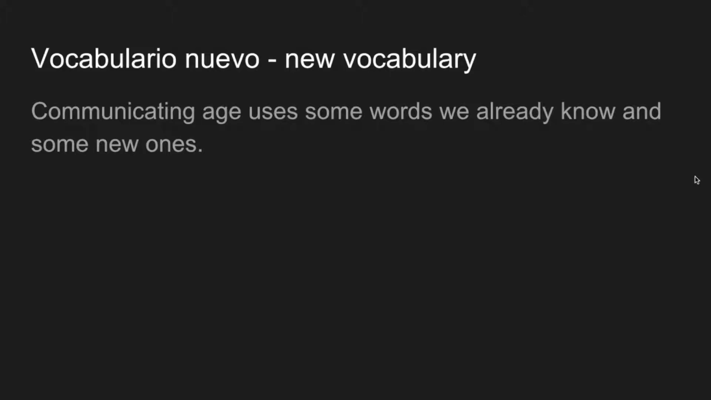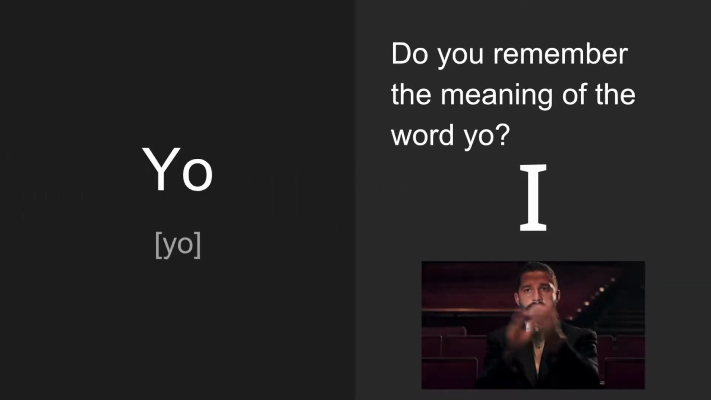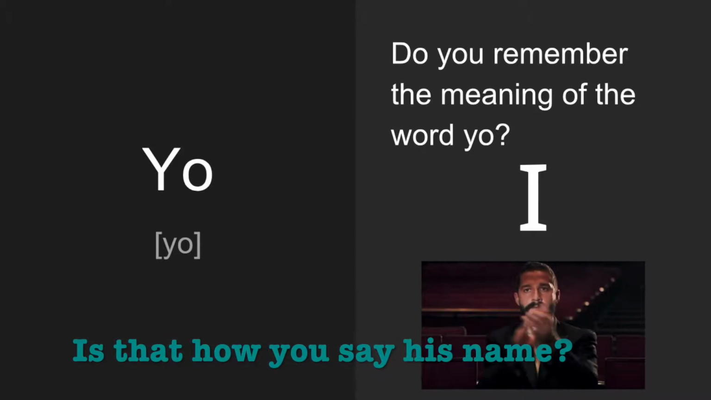Vocabulario nuevo. So communicating your age uses a couple of words that we already know and some new words. So we're going to go over all of those words in that phrase. Yo. Does anybody remember the meaning of the word yo? If you said I, then you are 100% correct. And Shia LaBeouf gives you some applause.